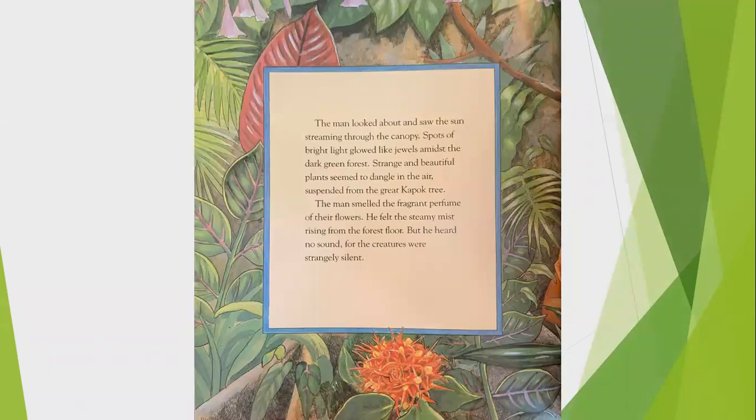The man looked about and saw the sun streaming through the canopy. Spots of bright light glowed like jewels amidst the dark green forest. Strange and beautiful plants seemed to dangle in the air, suspended from the great kapok tree. The man smelled the fragrant perfume of their flowers. He felt the steamy mist rising from the forest floor, but he heard no sound, for the creatures were strangely silent. Just as when they first got there.